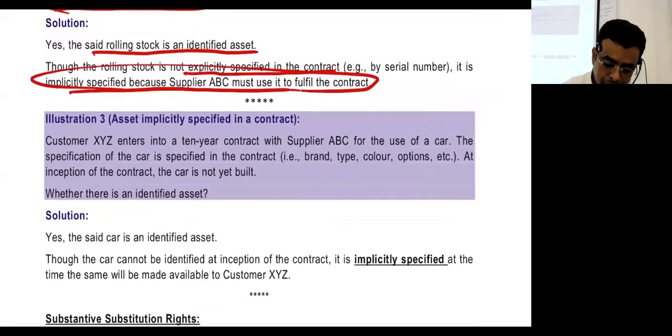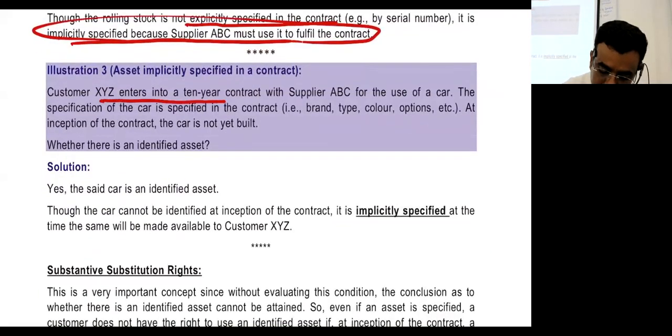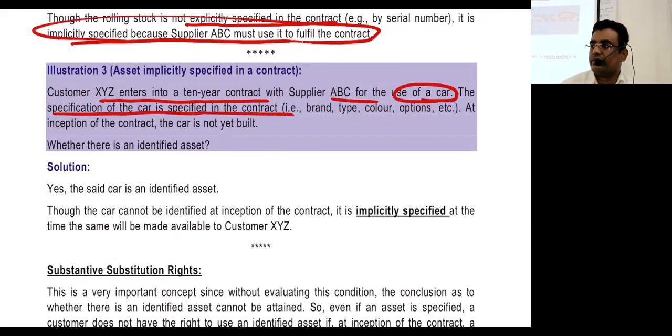Customer XYZ Limited entered into a 10-year contract with supplier ABC for use of a car. The specification of the car is specified in the contract: brand, type, color, option. Is it explicit or implicit? I hope now you understood the two terminologies, explicitly and implicitly. Explicitly, please understand exactly.